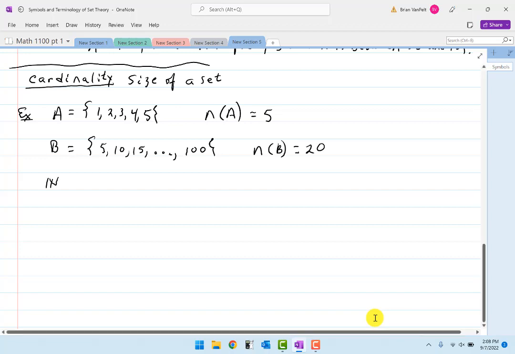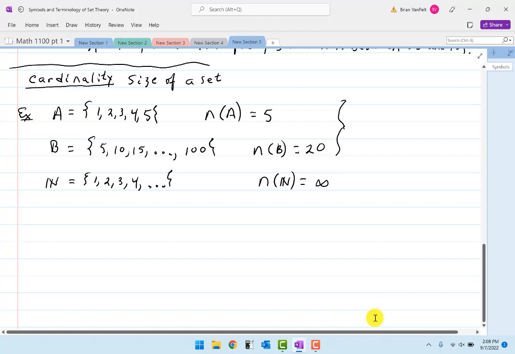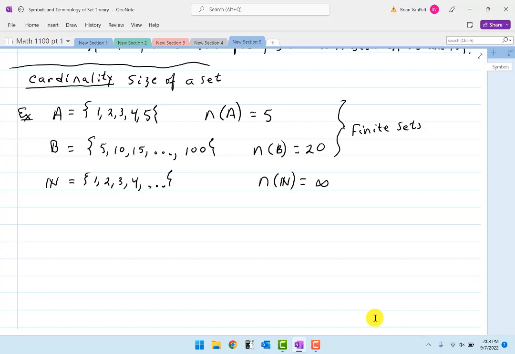Now for our natural numbers, 1, 2, 3, 4, and they went on and on and on. The number of numbers inside of that set is infinity. So what we have here are these two items are finite sets because you have a finite number of items inside of them. And then, of course, sets like that are referred to as infinite sets.